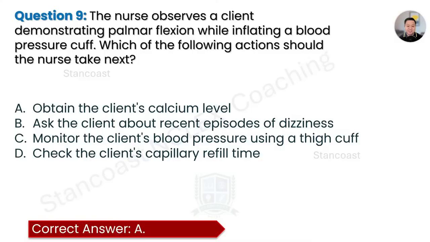For letter D, another incorrect option, the capillary refill time only assesses peripheral perfusion and circulation, but will not be relevant to the observed palmar flexion or the suspected hypocalcemia. It does not provide any diagnostic information for the abnormal sign that we are seeing here. And again, you have to eliminate those options that assess unrelated parameters instead of addressing the observed sign.